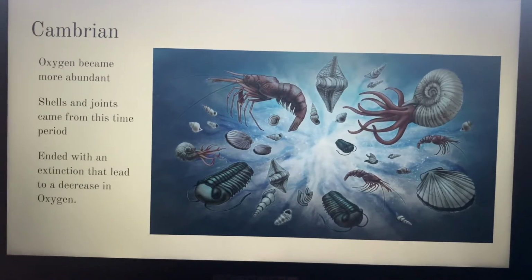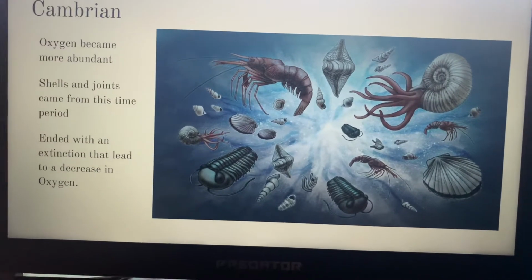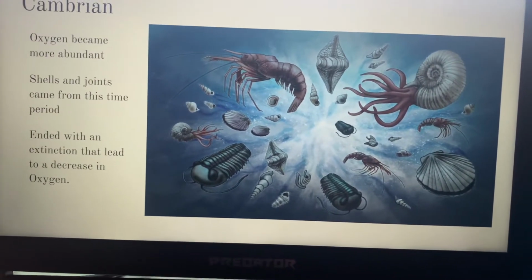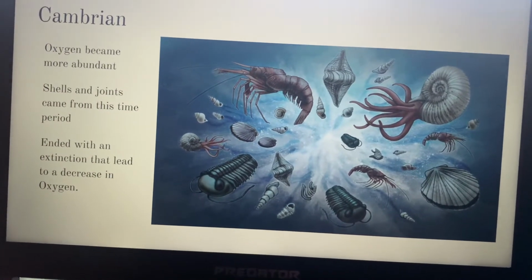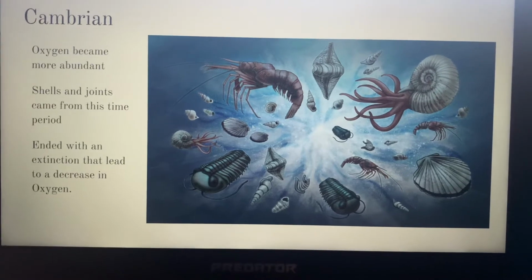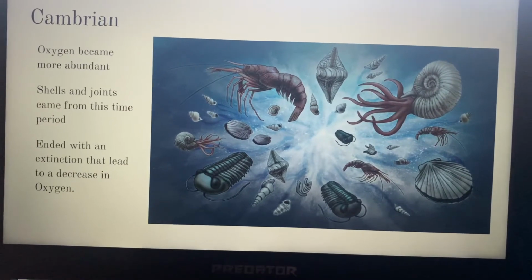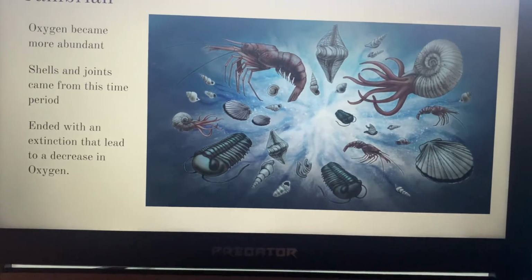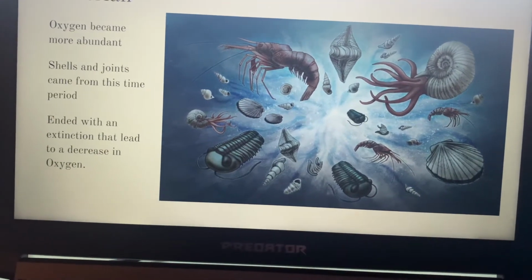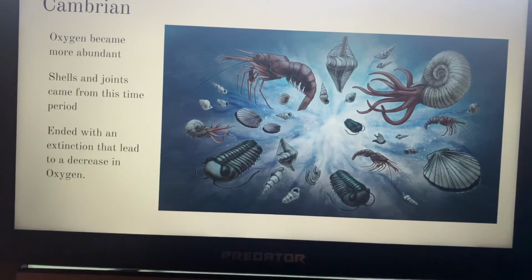If you want to look it up, just Google horseshoe crabs. We also start to see mollusks, like nautilus and stuff like that, and we also see more complex things like joints and shells being developed at this time, which is crazy because before there's never been something like this or so complex.